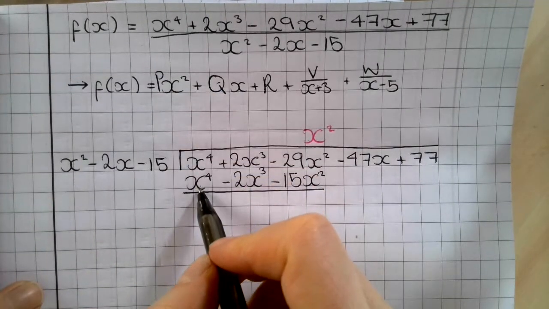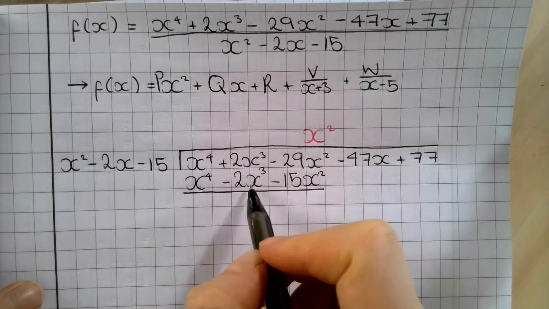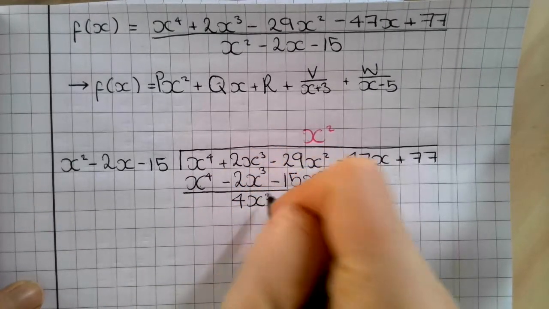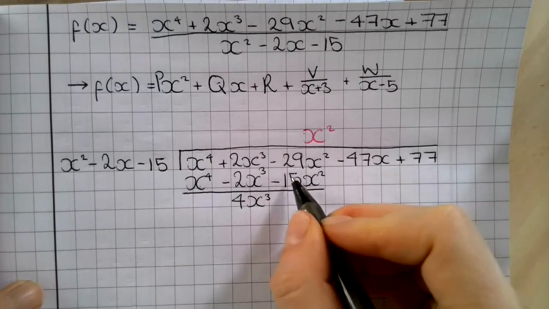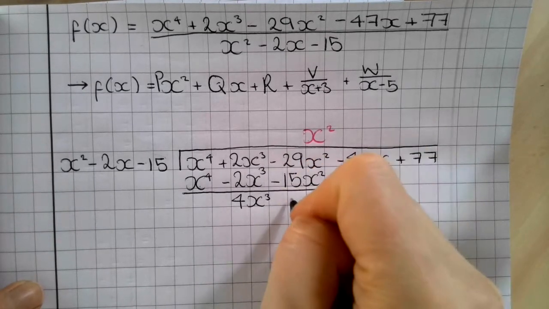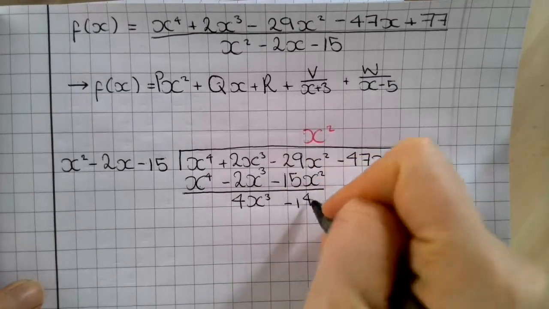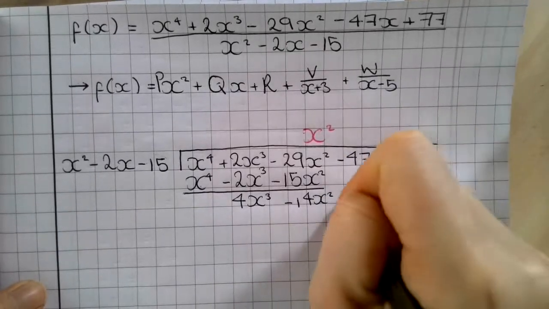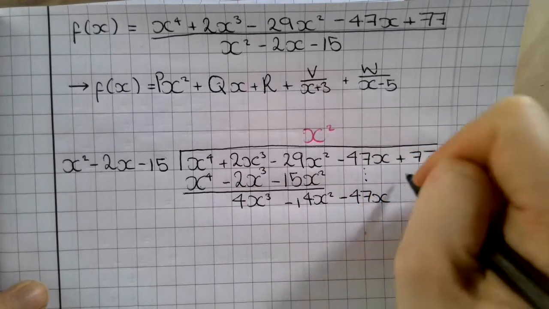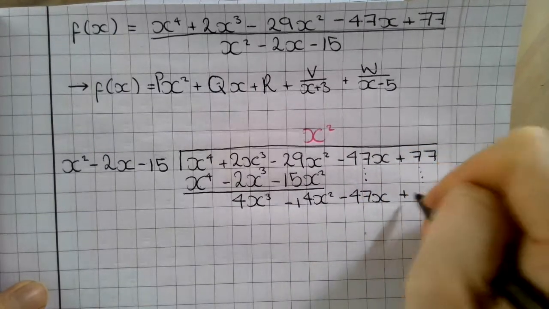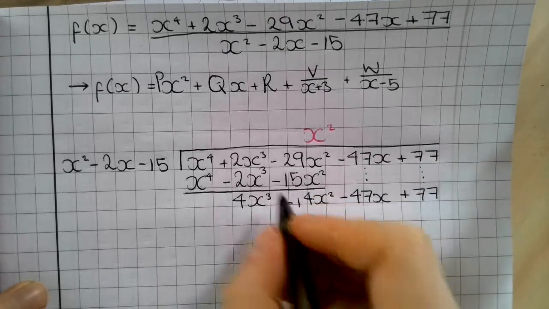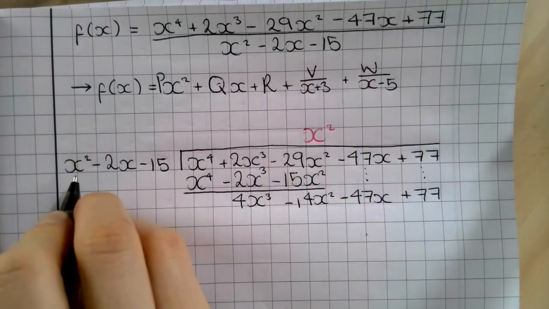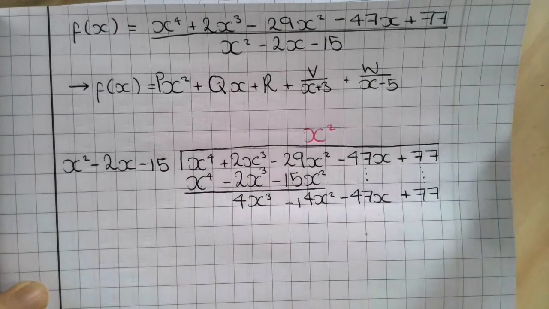So our x to the power of 4 cancel. 2x cubed subtract negative 2x cubed, that's 4x cubed. Negative 29x squared subtract negative 15x squared, that's negative 14x squared. And then we're just going to bring these down because we're subtracting 0 from these. We're then going to do 4x cubed divided by the term with the highest power, so dividing by x squared, and we get 4x.